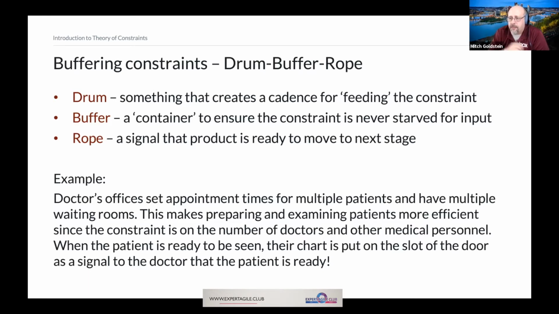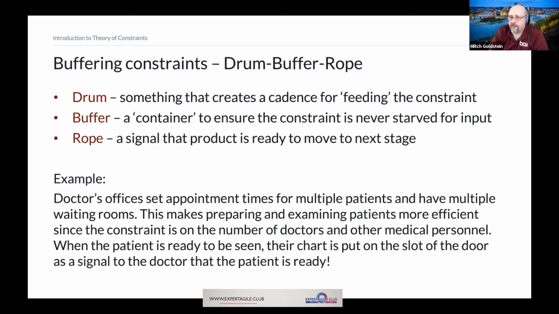But this example should really explain what the whole drum buffer rope scenario is and why it's important to use these around constraints. And it's an example that everybody can identify with. The drum is something that creates a cadence for feeding the constraint. And I'll get into what that means in a moment.